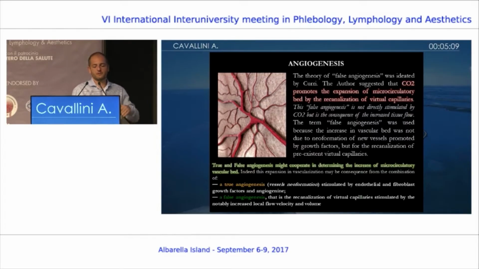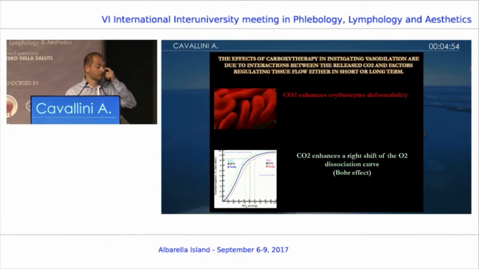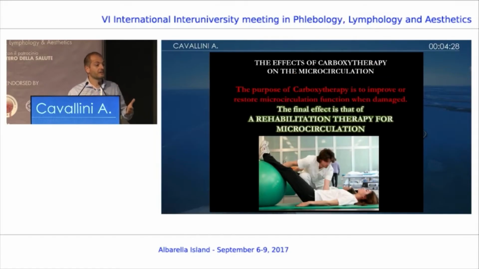With carboxytherapy and different applications, with the mediation of paracrine factors, angiogenin and growth factors, you can have a development of the microcirculation through true angiogenesis, but this happens in months and weeks, so a set of treatments. This also has a neurological effect. It changes the capability of erythrocytes, and it is therefore very important. Thanks to the Bohr effect, it moves the curve towards the right, and it enables the tissue to receive more oxygen where it is needed.